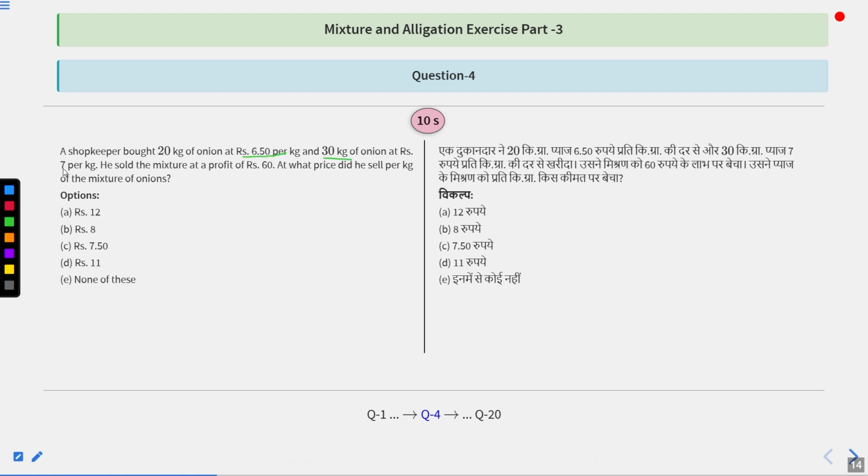of onion at 7 rupees per kg. He sold the mixture at a profit of 60 rupees. At what price did he sell per kg of the mixture of onion? Now you have 5 options and 10 seconds to analyze the question. Your time starts now.